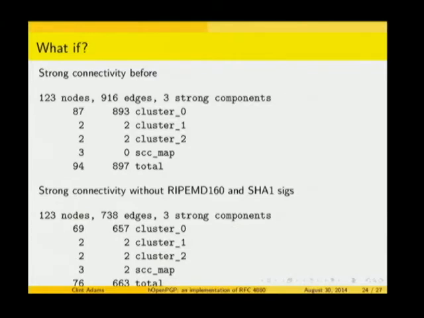And so over the conference, I think each of those top numbers has gone up by about 8, and one of the two clusters has disappeared entirely. So we're gaining strong connectivity throughout the conference.